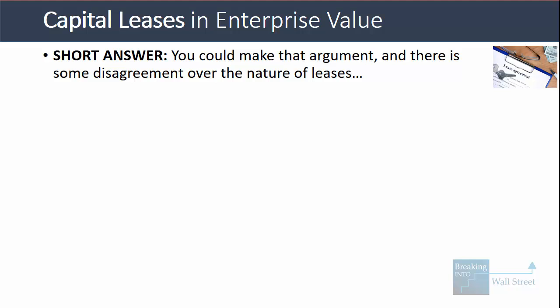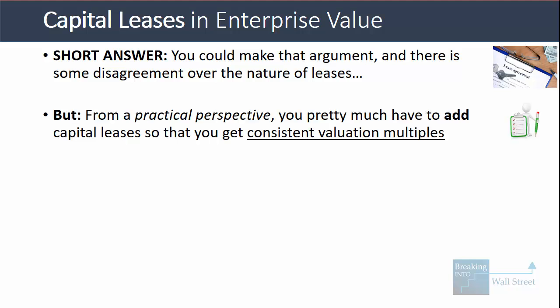Other people make the argument that not only are capital leases a financial item, but operating leases should also be viewed as a financial item because they should also be viewed as a funding source or as a separate investor group in the company. So there is definitely some disagreement. However, from a practical perspective, you pretty much have to add capital leases when calculating enterprise value so that you get consistent valuation multiples that don't require adjustment.